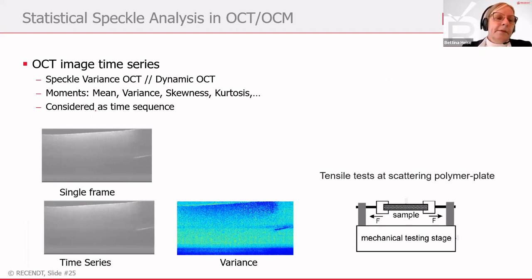Another question is, if you had such an image, you would maybe not see very much with your eye. But what is behind it is a time series. It's a tensile test where a scattering polymer has been stretched in one direction. In one direction it was fixed, in the other it was stretched. One can do a speckle statistics analysis over time, and for instance get such a variance image: regions where you have high alterations of the speckle statistics, the speckle moments, in time, regions where it is lower, and some regions where you have only noise.